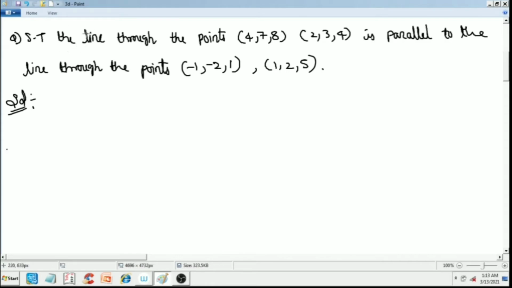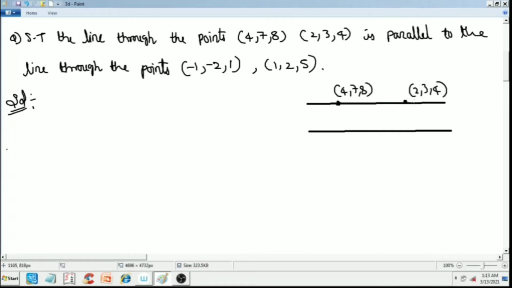Here, given, show that the line through the points is parallel to another line. Okay, we have this line and one more line. These two lines are parallel to each other. The first line is passing through (4, 7, 8) and (2, 3, 4), and the next line is passing through (-1, -2, 1) and (1, 2, 5).